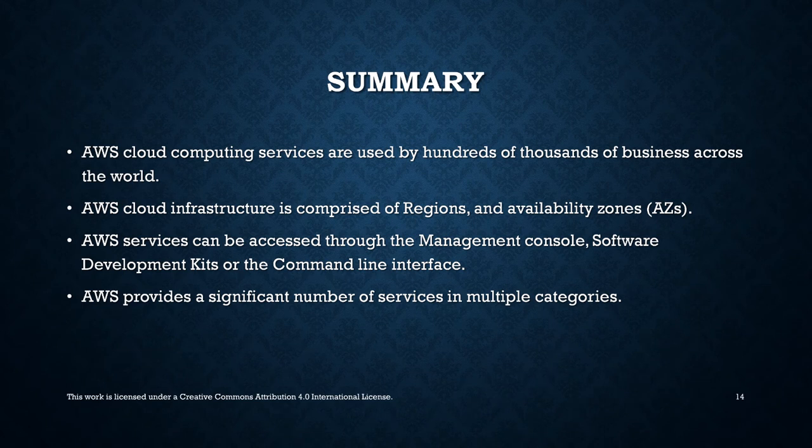The AWS cloud infrastructure is comprised of regions and availability zones, AZs. Each region may contain multiple availability zones. AWS services can be accessed through the Management Console, software development kits, and the command line interface. AWS provides a significant number of services with categories including compute, storage, database, networking and content delivery, management tools, security, identity and compliance, analytics, and others. Each of these categories provide a series of useful services making it possible for businesses to move to the cloud.